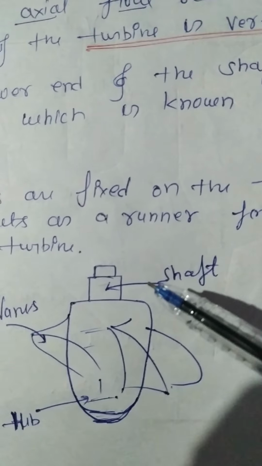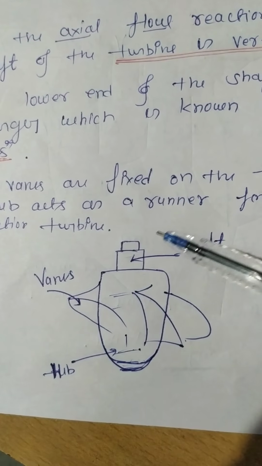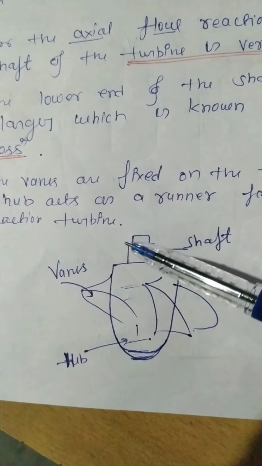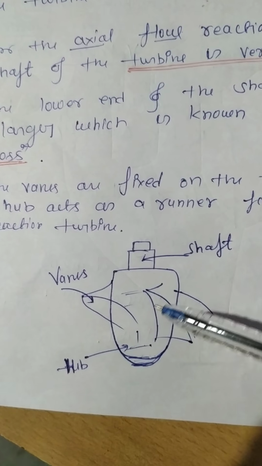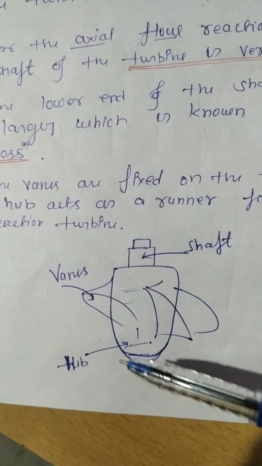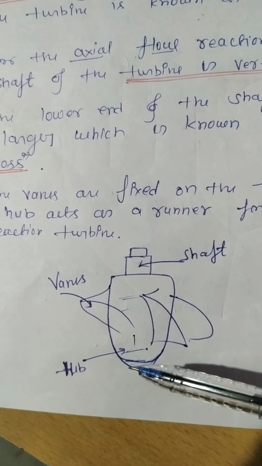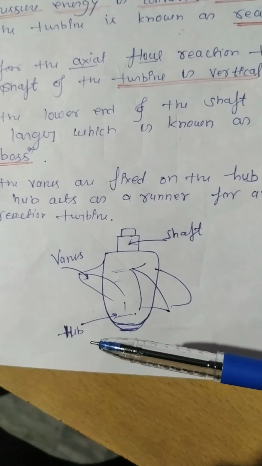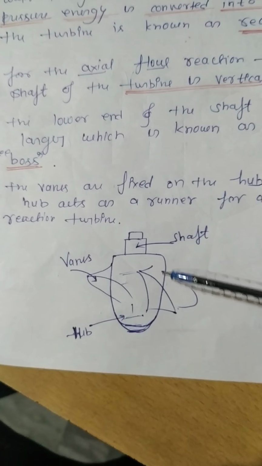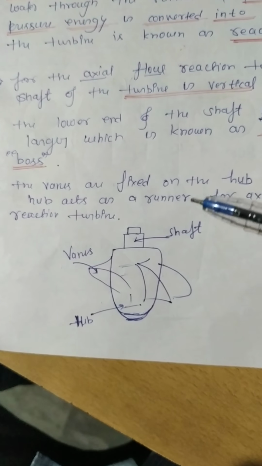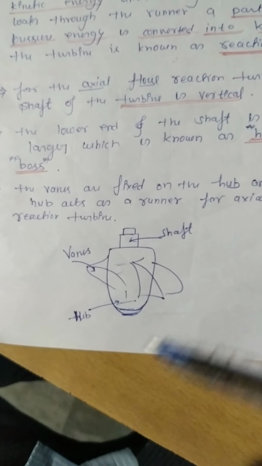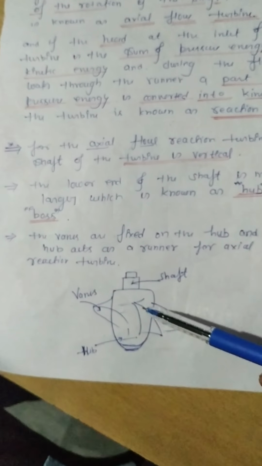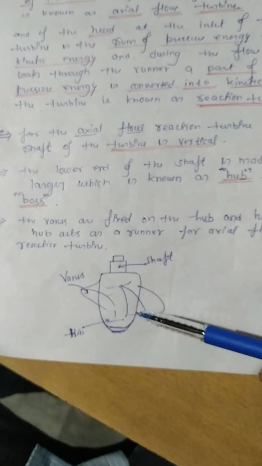So this is a figure that I am going to show you. Now this is a shaft. These are the vanes which are connected with that particular part. This is known as the hub, right? So this is a shaft and these are the vanes which are connected with that particular part, and it all comes as a part of the axial flow reaction turbine.